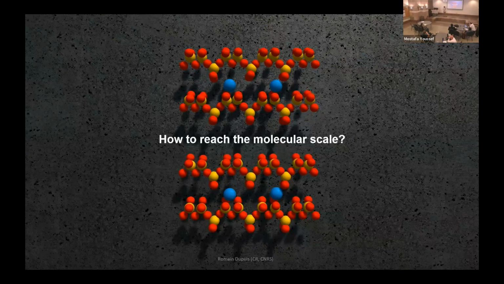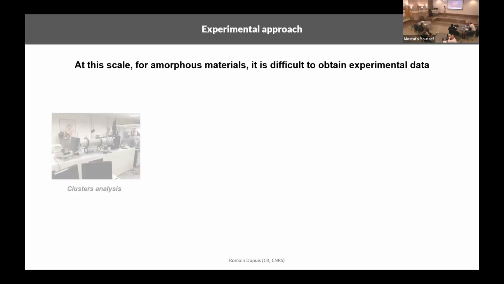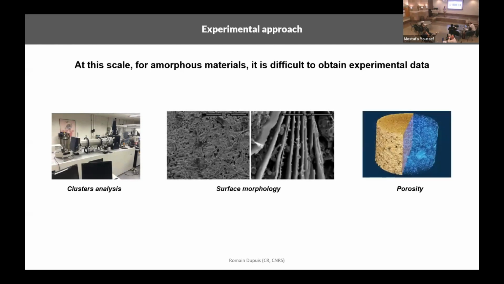So our problem is how we reach this molecular scale. If you want to do it experimentally, because it's such a small scale and you're looking at amorphous, non-crystalline systems, it's not very easy to get exactly the positions of the atoms. But you can have information on clusters, for instance the size of the grains. You can have information on the surface morphology, or on porosity. That is also very important to understand the size of the pores and how they are connected. And this is also helpful for us to make the simulations.